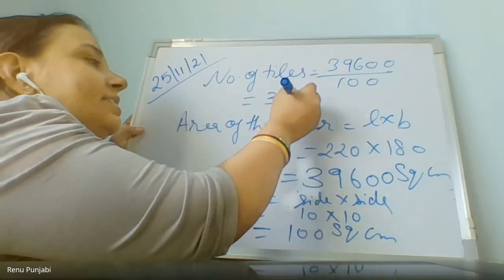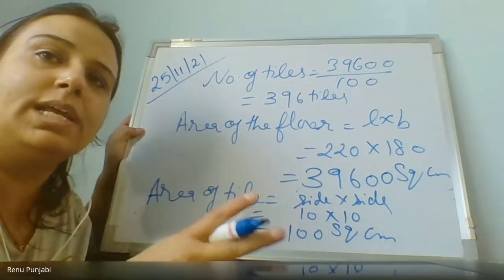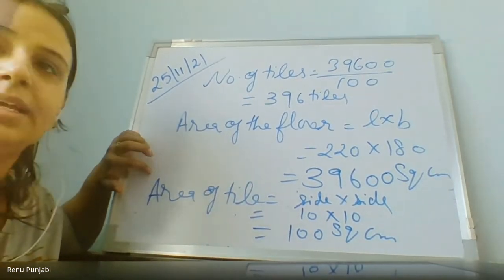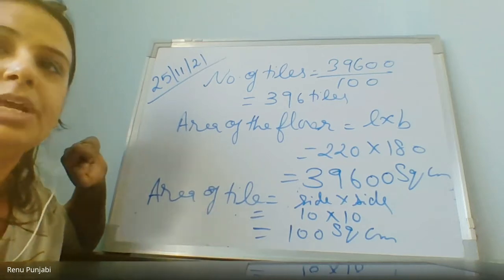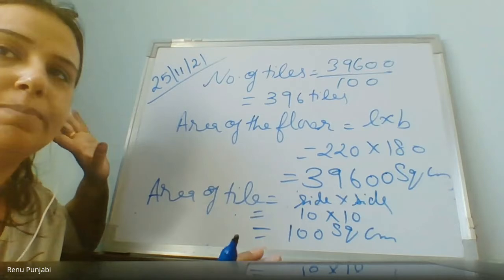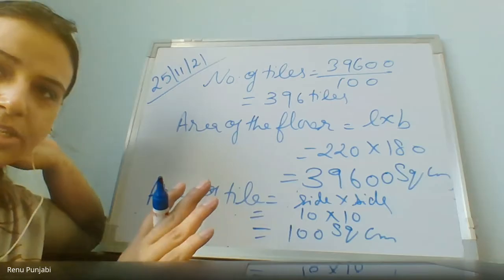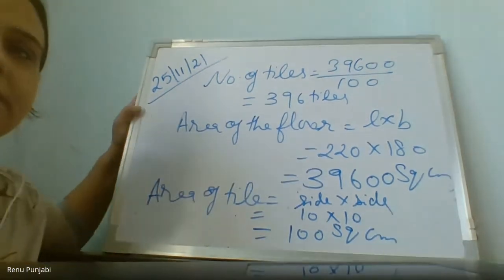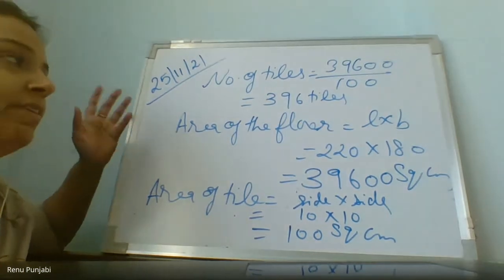Yes, ma'am, 396. 396 tiles. So children, if we keep making squares, you will get confused. So this is the method of finding how many tiles you are going to put on the floor. Samriddhi, I think you have not understood. You're blank in the class. No, ma'am, I understood. Any doubt to any child? No, ma'am. First find the area of the floor, find the area of the tile and divide it.